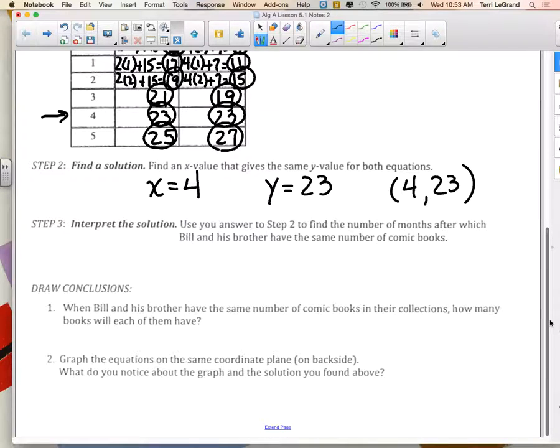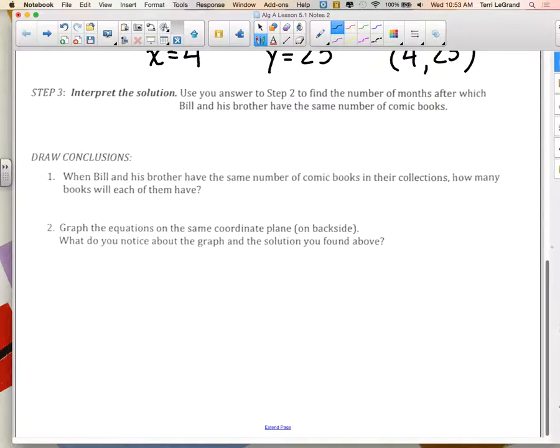Use your answer to step 2 to find the number of months after which Bill and his brother have the same number of comic books. I think what we can really do is go down and start drawing conclusions here. When will Bill and his brother have the same number of comic books in their collections? In 4 months. After 4 months, yeah.